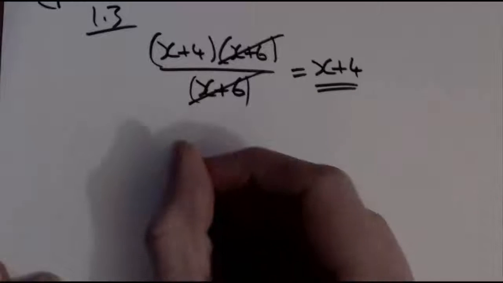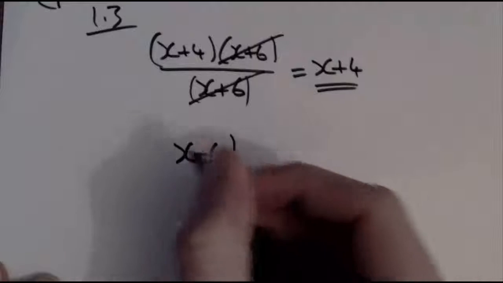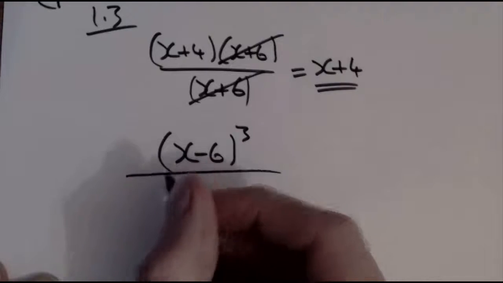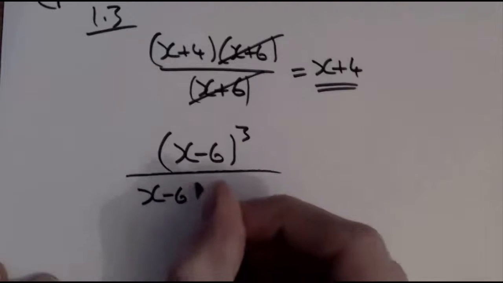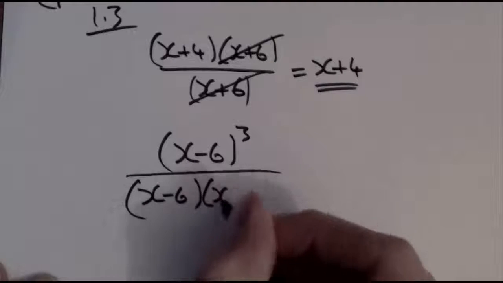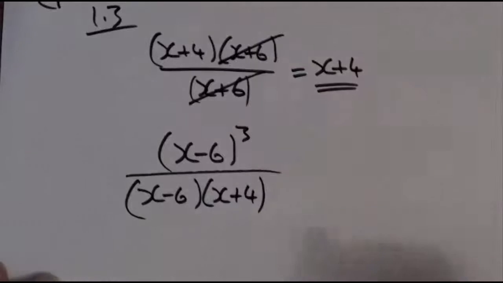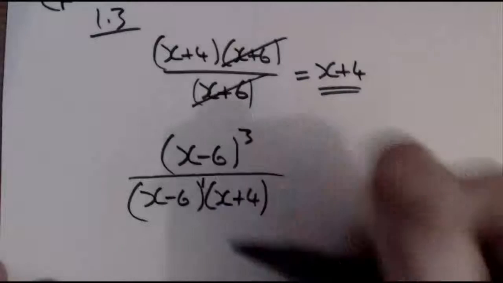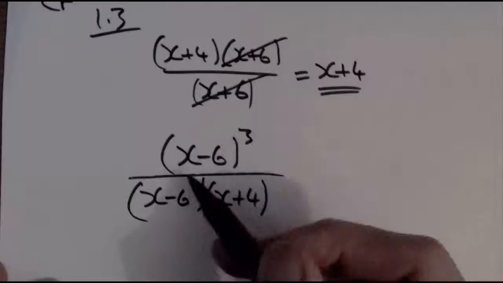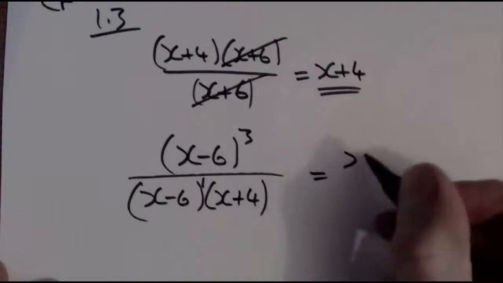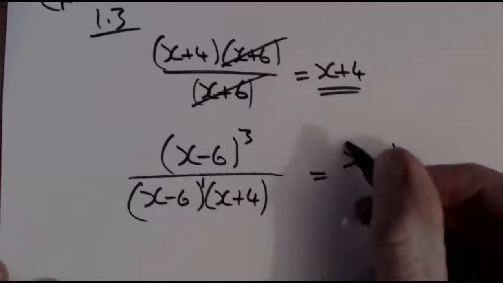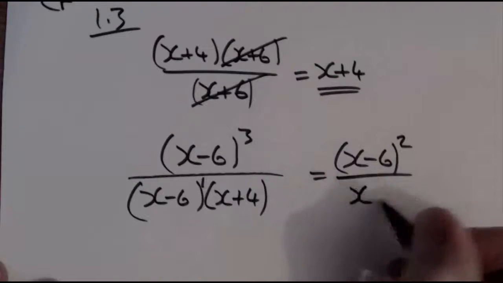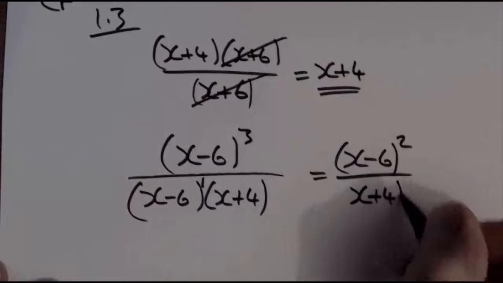There's another one in which it's x minus 6 cubed divided by x minus 6, and x plus 4. Now you could treat it the same way as indices. That's the equivalent of x to the power of 1. So we know we subtract them. So that equals x minus 6, squared, over x plus 4.